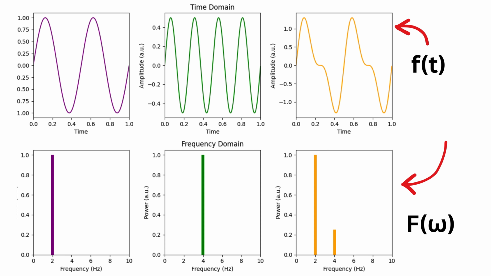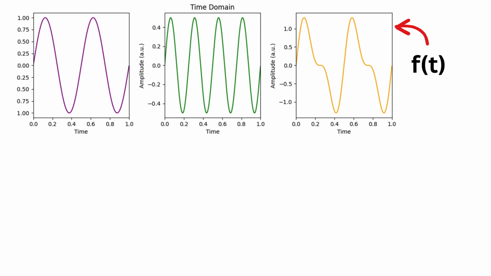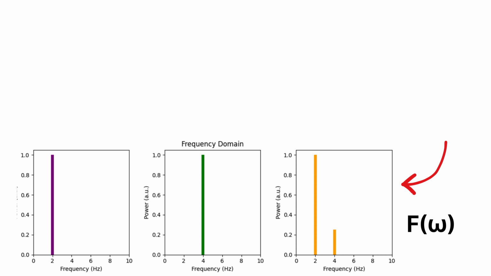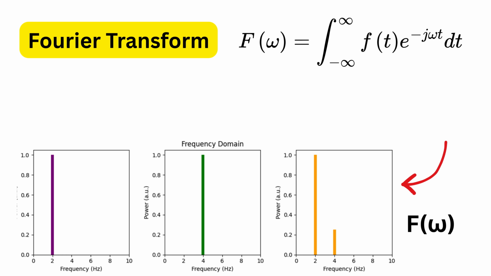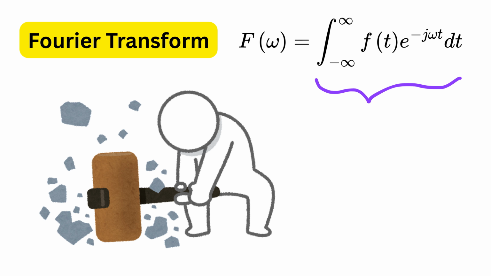So, in simple words, the Fourier transform takes us from the time domain, where we see how the signal changes over time, to the frequency domain, where we see what frequencies make up that signal. And the mathematical tool that helps us do the same is none other than this integration. Let us break it down step by step.